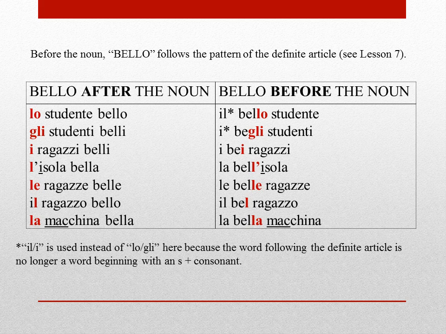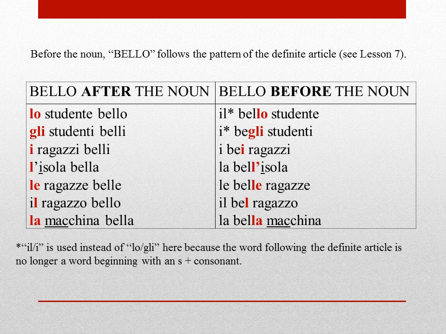Bello after the noun, lo studente bello. Before the noun, il bello studente. After the noun, gli studenti belli. Before the noun, i begli studenti. After the noun, i ragazzi belli. Before the noun, i bei ragazzi.